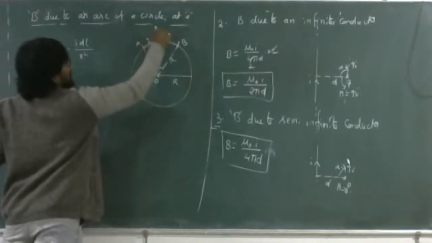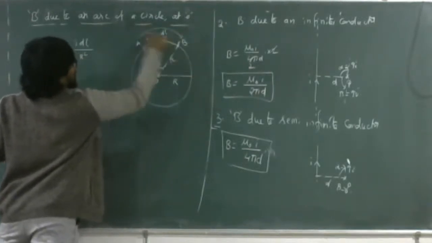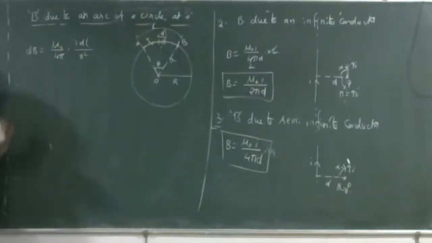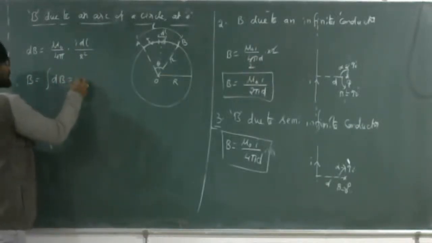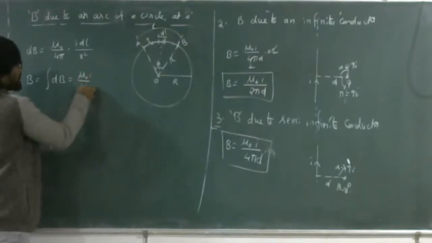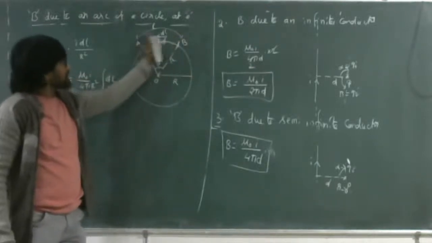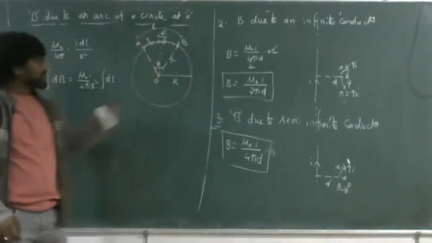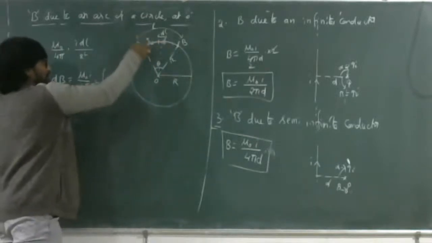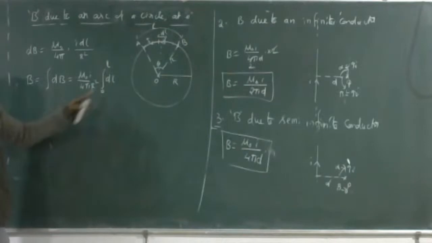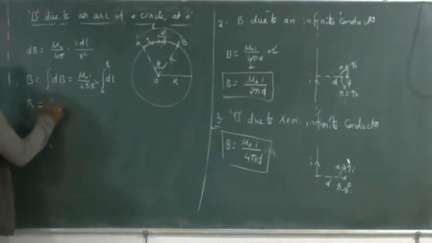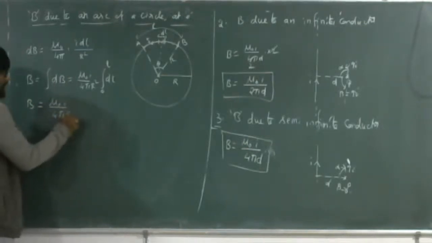Consider the total length of this arc as L. Due to this arc, if you want the magnetic field, you have to integrate it. B is equal to integral of dB, which is mu naught I by 4 pi r square into integral of dl, where dl goes from 0 to L. So integral of dl is L. If you apply the limits, you will get L only. So B is equal to mu naught I by 4 pi r square into L.